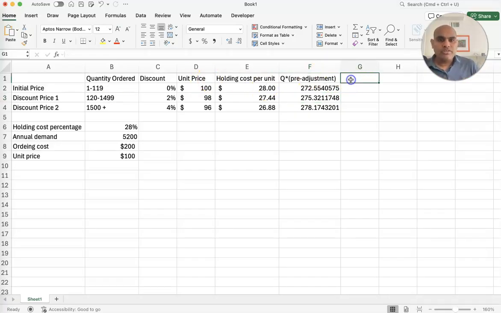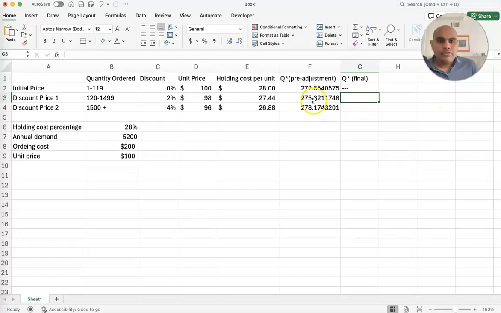So I'm going to call it Q star final. When you do Q star final, if the value of Q star is more than the highest value in the corresponding range, then you don't have to consider that option. This option is infeasible. This is not going to be the optimal value, right? Because 272 is more than 119.